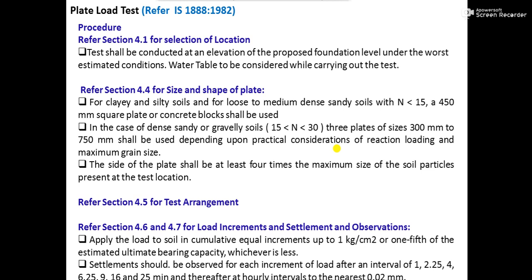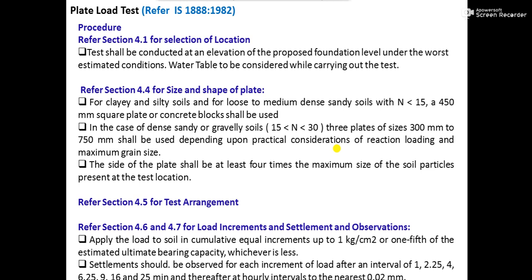Now, coming to this, this is the theoretical part of it, and now let's see from this how you get the data for calculation of settlement. That means how do you use plate load test for calculation of settlement, okay.